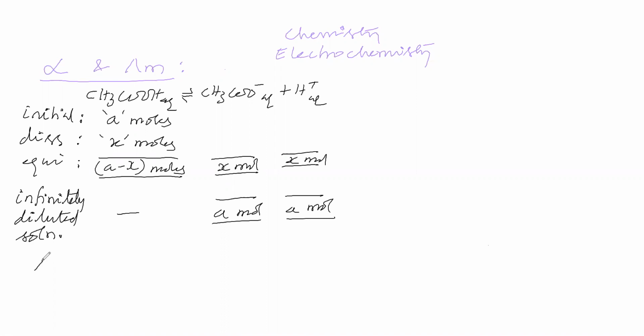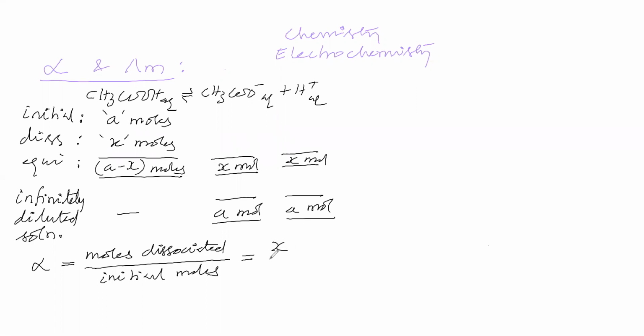Now we will see degree of dissociation. Degree of dissociation is equal to the number of moles of acetic acid dissociated by the initial number of moles of acetic acid. The number of moles of acetic acid dissociated is X. The initial number of moles of acetic acid is A. Therefore, X is equal to A alpha.